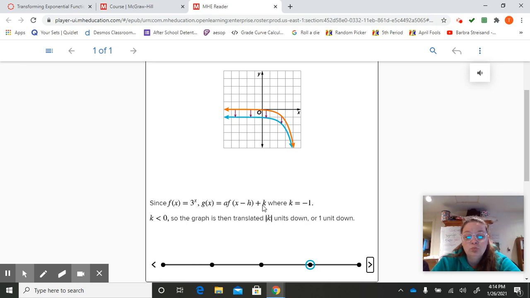Next, we see that plus k at the end, we have that -1. So we know that it is going down by 1. So everything gets slid down 1 unit.